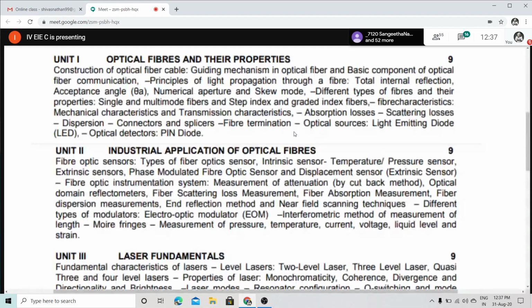So when I go for this extrinsic type of fiber optic sensor, my fiber optic cable and the light that is going to be carried is not going to be a part of my sensing.